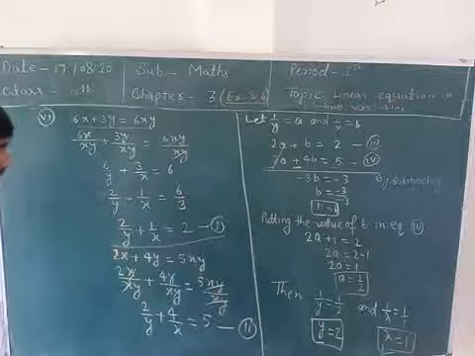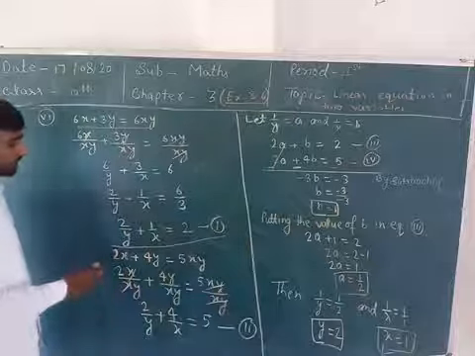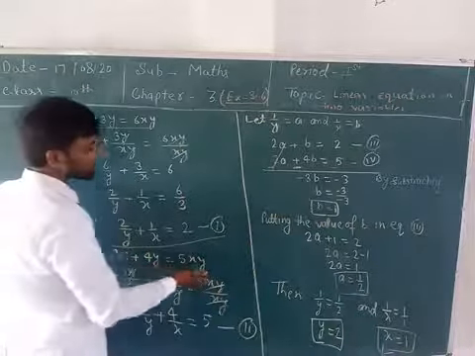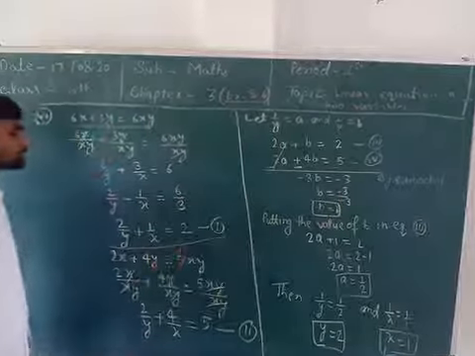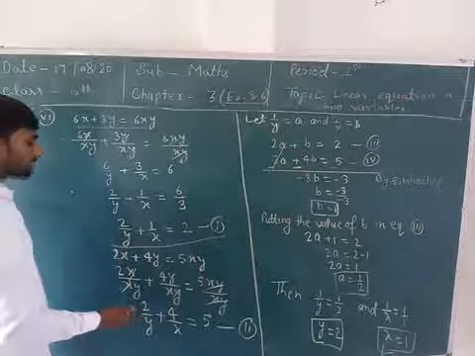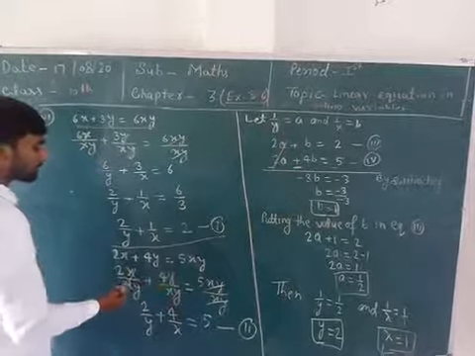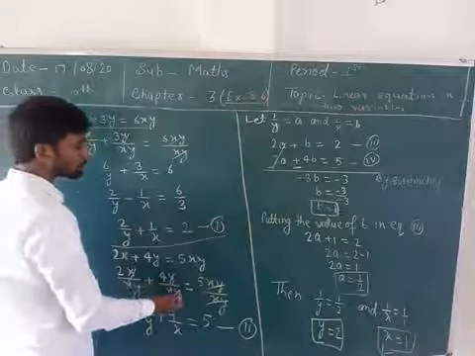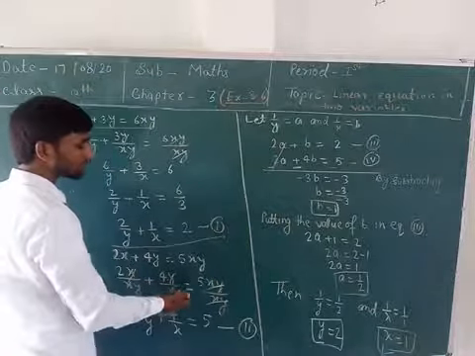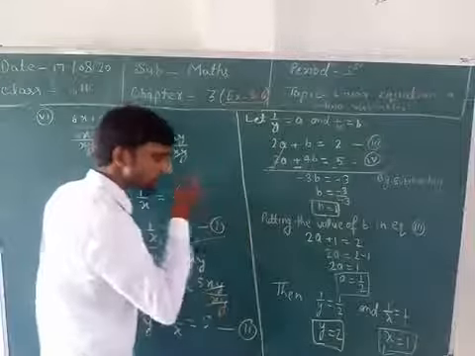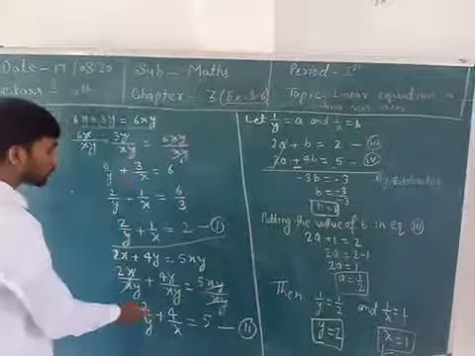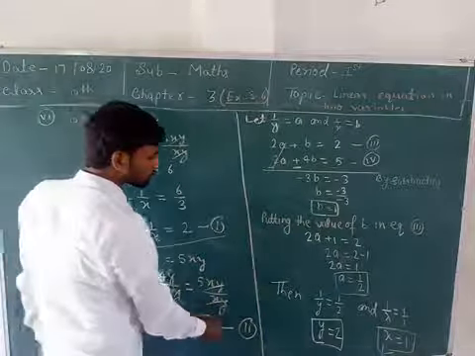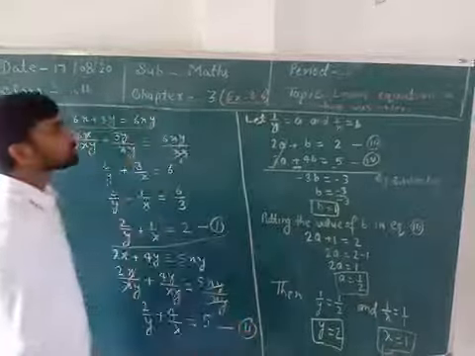Now the second equation is given as 2x plus 4y equal to 5xy. Then we divide both sides by xy, then we get 2x upon xy plus 4y upon xy equal to 5xy upon xy. Now we have 2 upon y plus 4 upon x equal to 5. This is equation number 2.